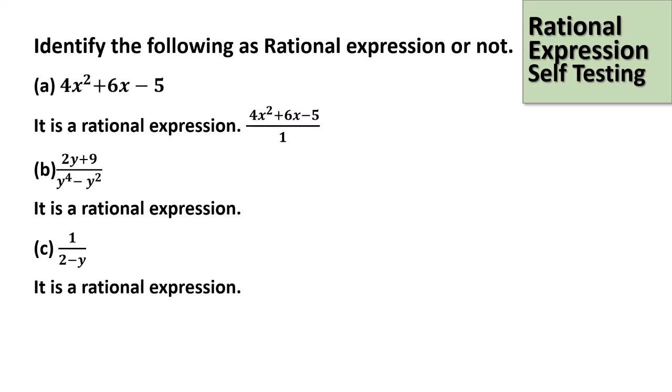And part C, 1 upon 2 minus y. It is also a rational expression. Its numerator is 1 and a constant value can be a polynomial.